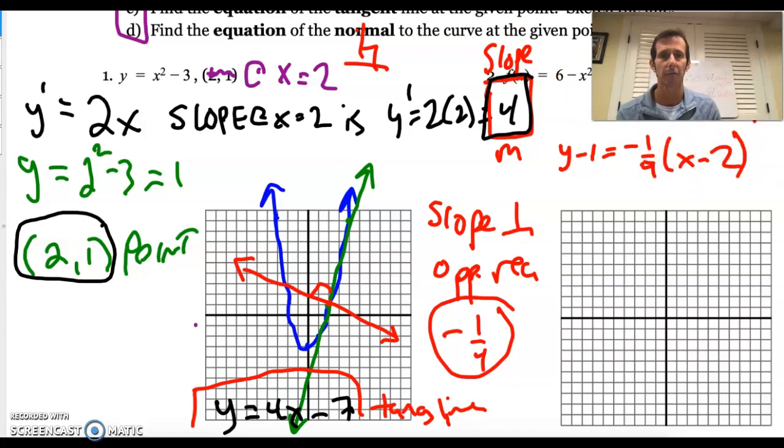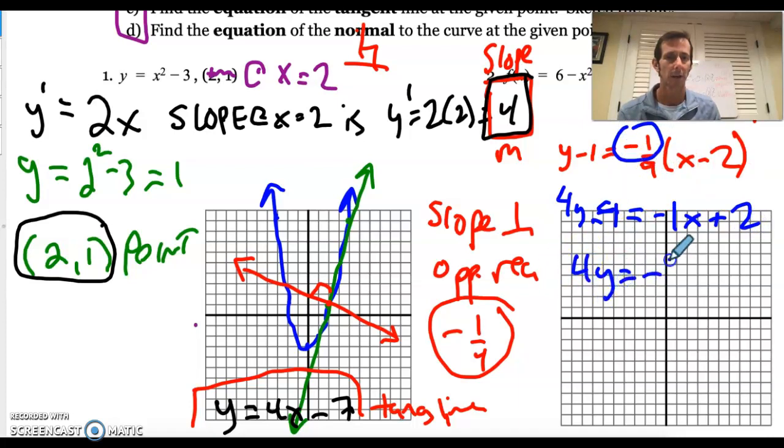Personally, I'm not a fan of fractions, so I'm going to multiply everything by 4. 4y minus 4 equals negative 1x plus 2, because I'm going to distribute that negative 1 once I multiply that 4 away. And 4y equals negative x, and I'm going to add 4 plus 6. And now I got to divide that away again. I guess I shouldn't have done that. So I get negative 1/4 x plus 6 over 4, which is 3/2.